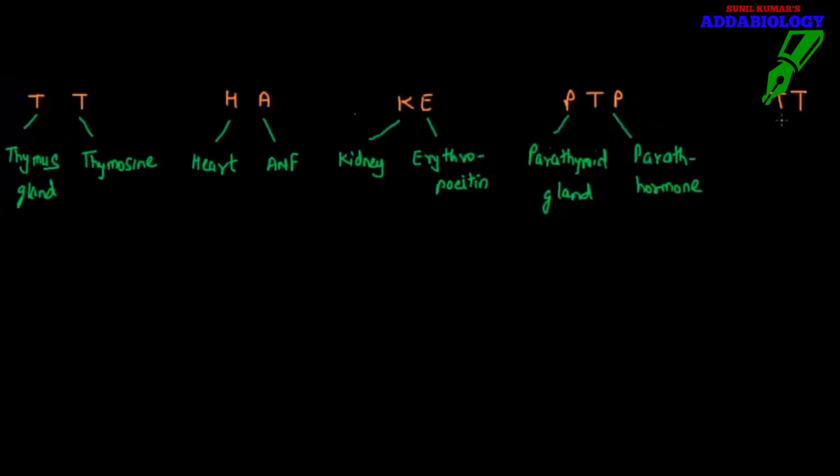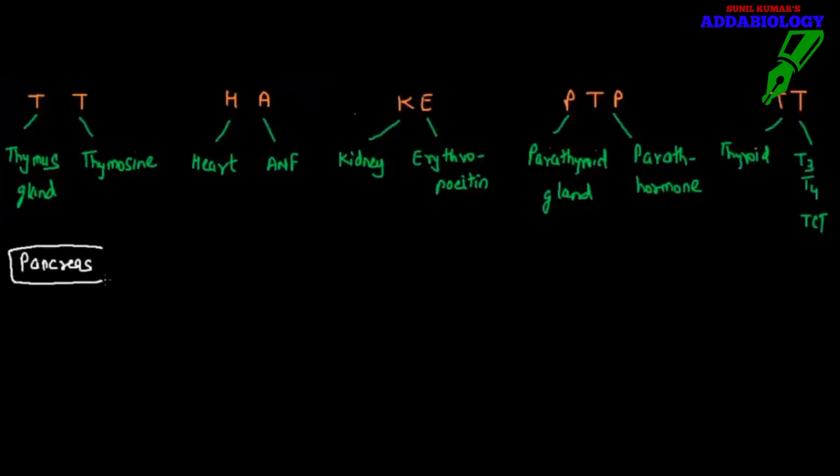The thyroid gland is going to produce one of the important hormones that is called thyroxine. So you have TT, HEKE, PTP, TT. So thymus gland, thymosin, heart, ANF, kidney, erythropoietin, parathyroid gland, parathormone. Thyroid gland will release T3, T4, and thyrocalcitonin. Even I can call it thyroxine.